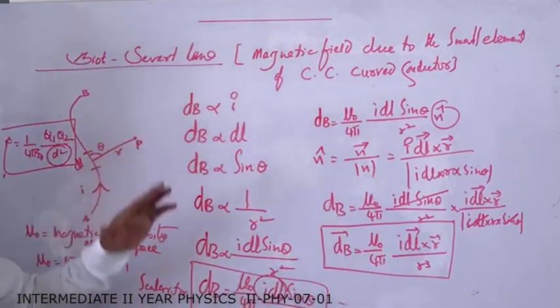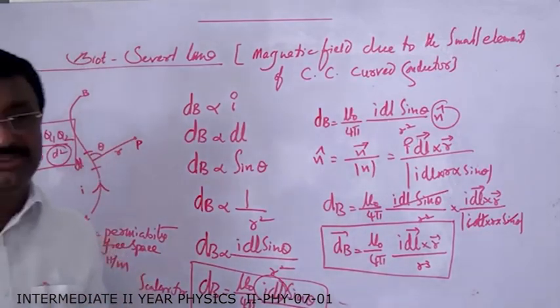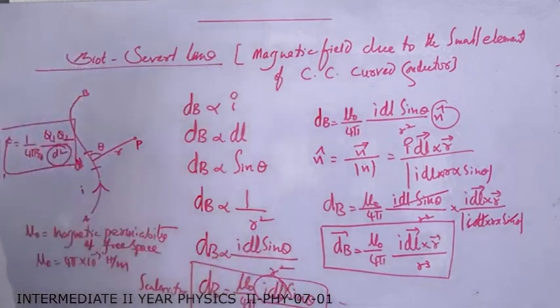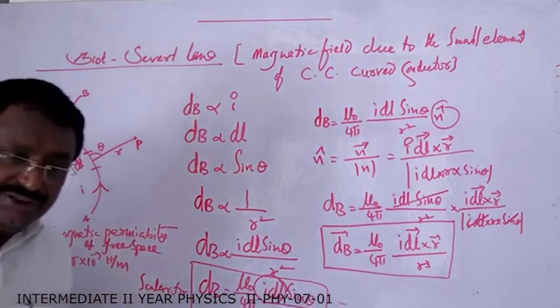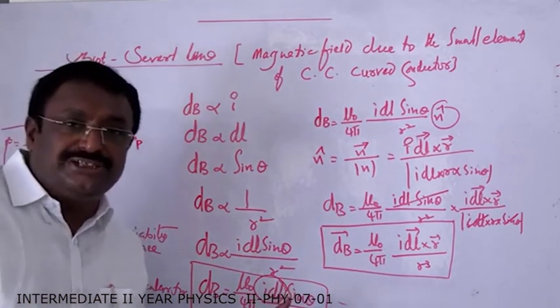The electric field and magnetic field have the same properties, but the field lines are different. In the case of an electric field, you never expect closed loops, but only in the case of a magnetic field can we expect closed loops. So thank you. In the next class, I am going to teach Ampere's law.